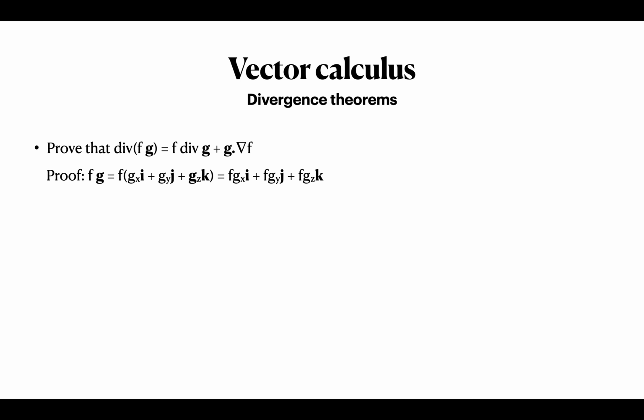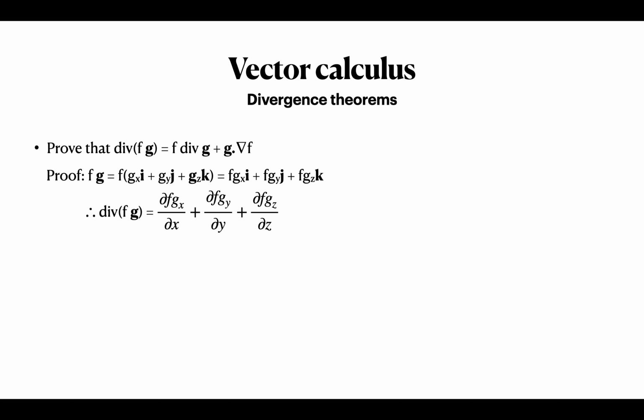Okay, first off, you notice that Fg is just F times Gx along i plus Gy along j plus Gz along k, and you multiply each of the components of G by F, and you get what's on the right hand side there. So what you have now is Fgx along i plus Fgy along j plus Fgz along k. And what I'm going to do then is differentiate the Fgx with respect to x and use the product rule. I'm going to differentiate Fgy with respect to y and use the product rule. And I'm going to differentiate Fgz with respect to z and again use the product rule.